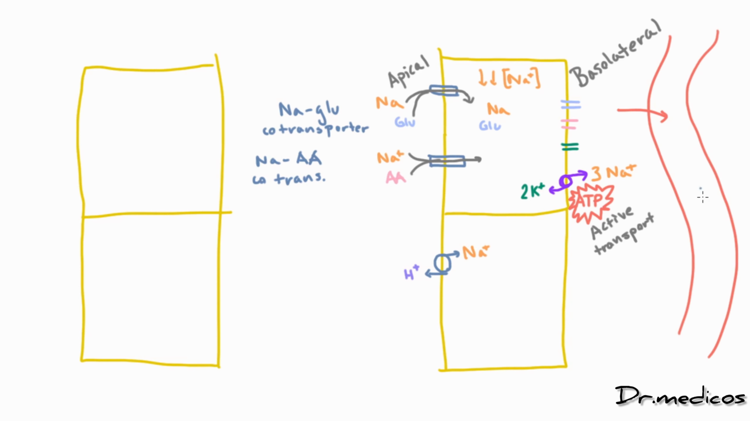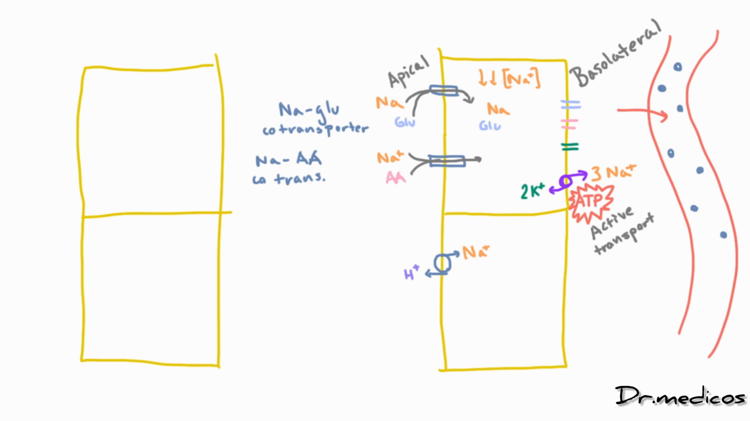The pressure in these peritubular capillaries is pretty low, which makes it easier for fluid to get in. And then there's also proteins here in the peritubular capillaries that exert an oncotic pressure, which helps drag all of this fluid and sodium and glucose, amino acids, into the bloodstream.